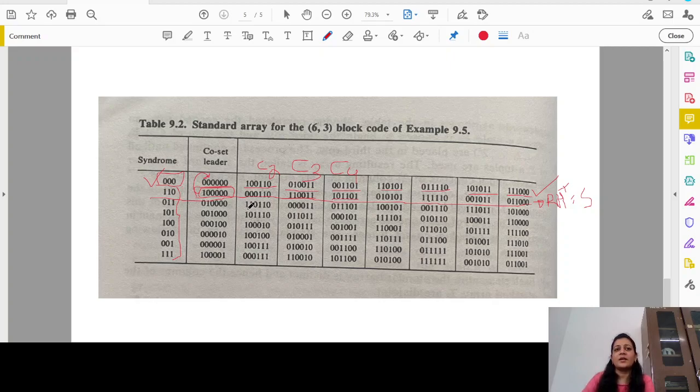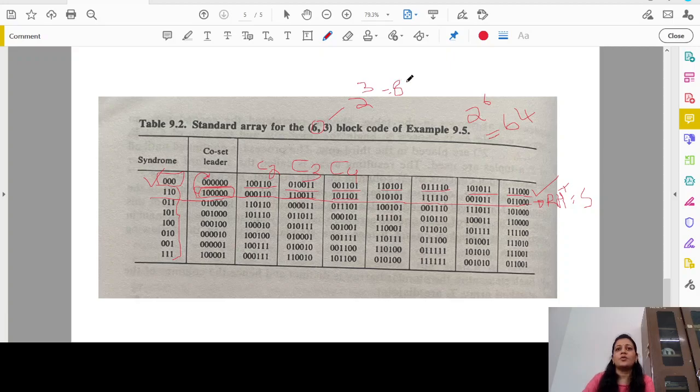Similarly, consider another error pattern, calculate these code vectors, and consider all the possible ones. Here you can see that n is equal to 6, so you will have 2 power 6 combinations, which is 64 combinations. Our k value is equal to 3, which means the valid code words would be 2 power 3, which is equal to 8.